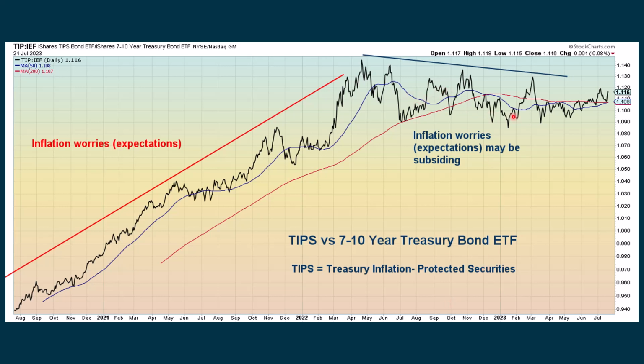When this ratio is going down, that just means that inflation worries may be subsiding. When it's going back up, that means that there are inflation fears, and we're pretty much chopping sideways right now as the markets are trying to figure out what in the world the Fed is going to do.